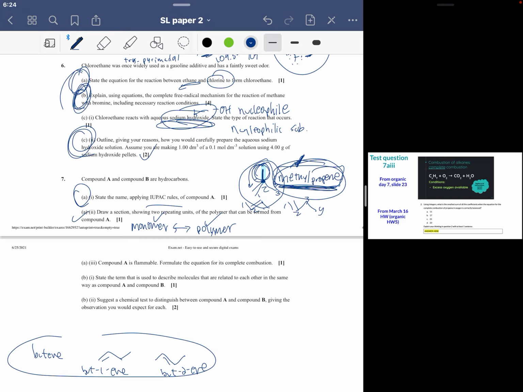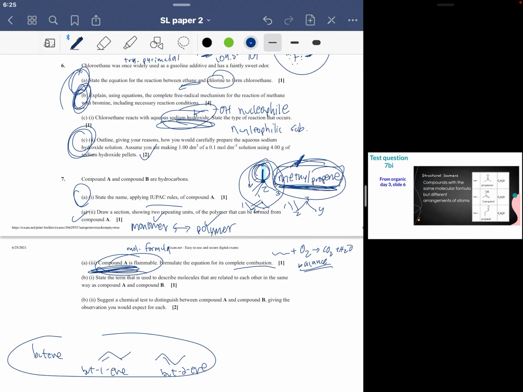All right, complete combustion. We learned that complete combustion is plus oxygen yields CO2 and H2O, so you needed to get the molecular formula here. And then write out the molecular formula plus oxygen yields CO2 plus H2O. You put the molecular formula here, and then balance. Some people were trying to write CxHy like you see on the slide. You needed to actually use compound A. Compound A and B, those are examples of isomers because they had the same molecular formula.